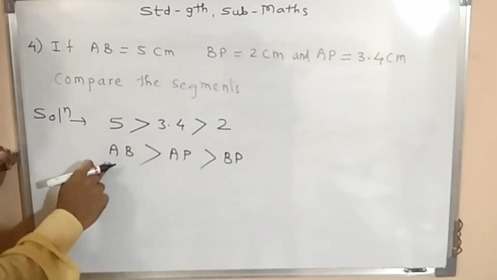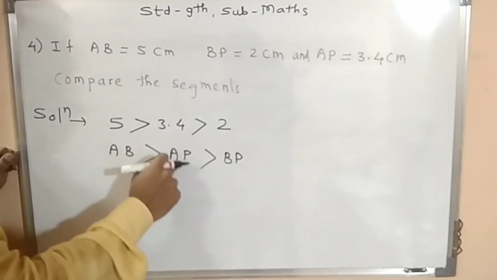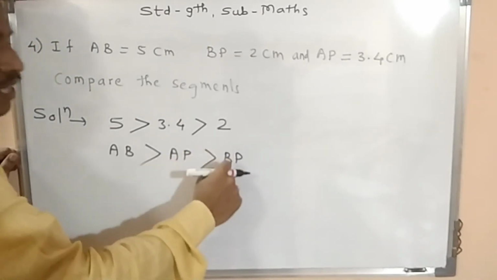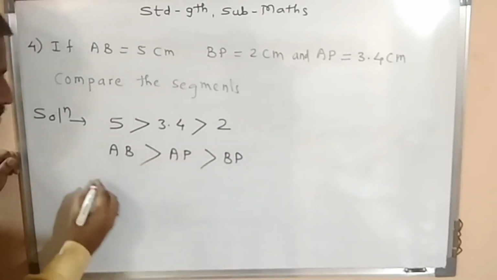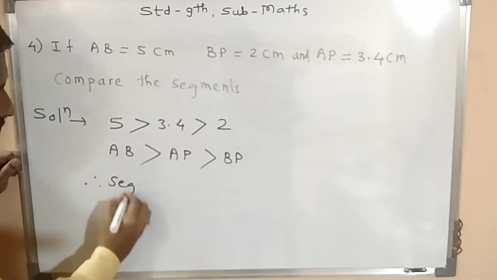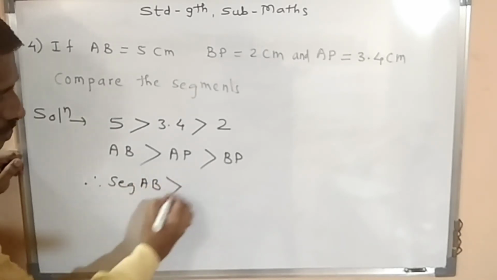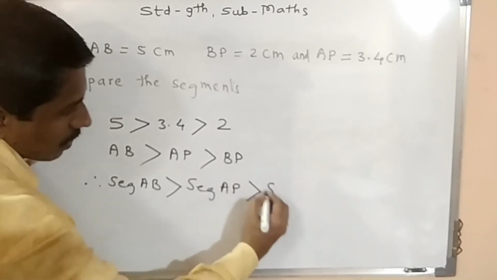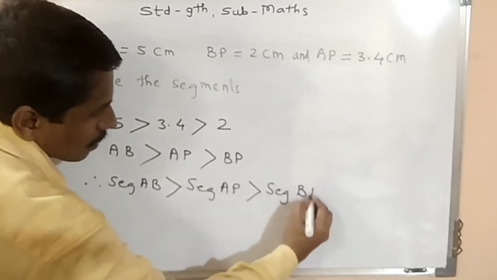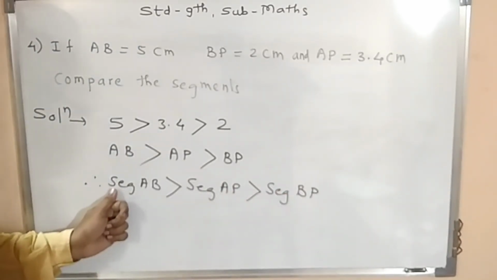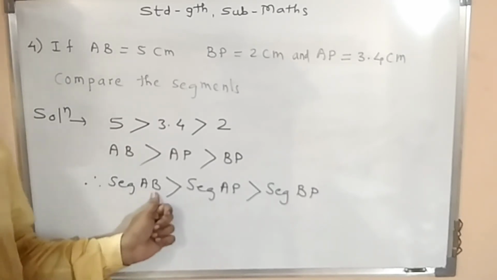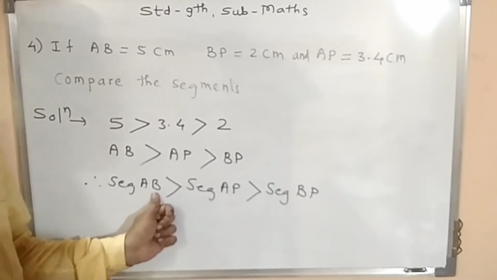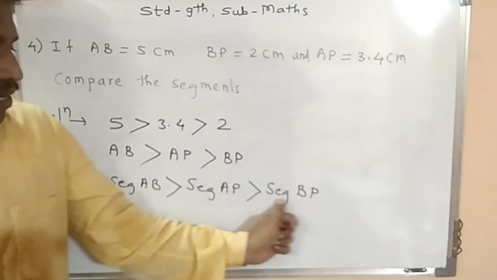So the length of segment AB is greater than the length of segment AP, which is greater than the length of segment BP, and therefore what will I get? Segment AB is greater than segment AP, which is greater than segment BP. The segment AB is the largest segment and segment BP is the smallest segment.